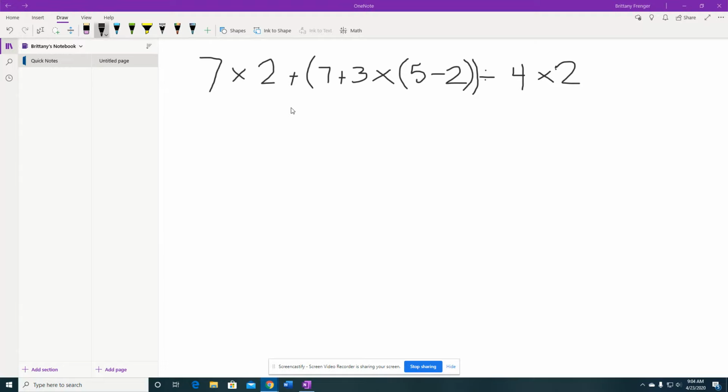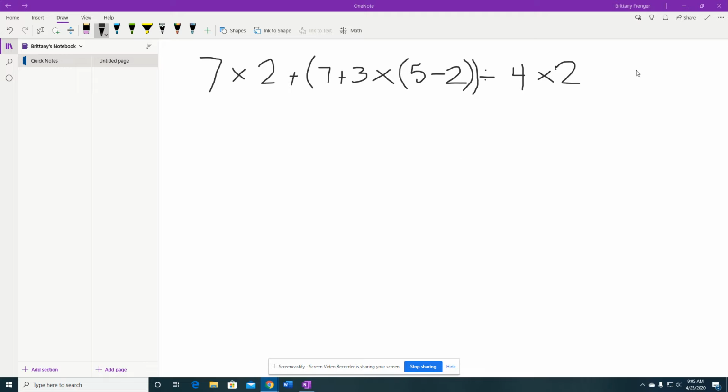I know that we are all practicing our order of operations this week. I know a few of you might have some quizzes happening tomorrow, so I wanted to make sure you felt confident before going into tomorrow. Now, this particular problem looks very, very tricky because we have two parentheses.